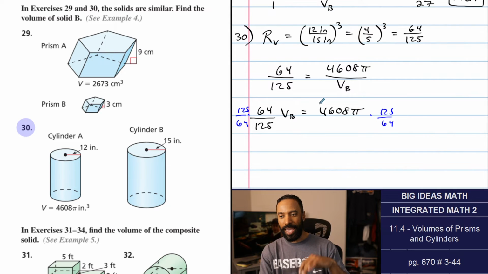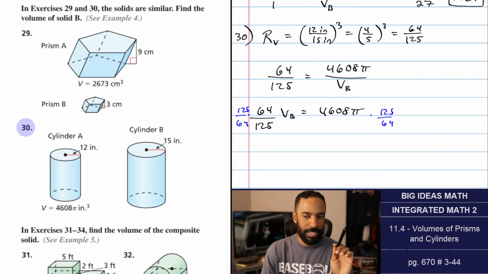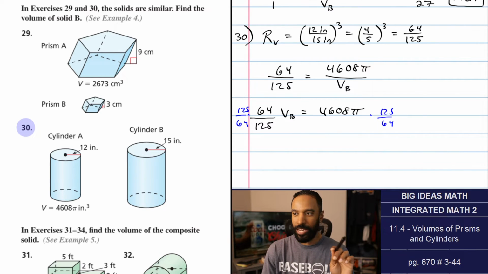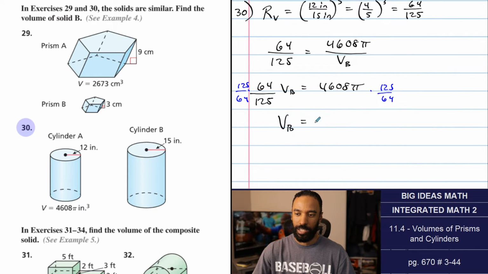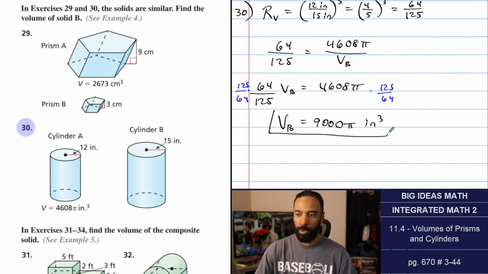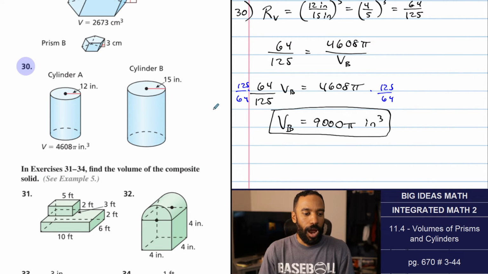I'm going to keep pi out of my calculation when it comes to doing this because I want to do it in terms of pi as long as it's a clean number. So 4608 times 125 divided by 64 is an integer. In fact, it's a very nice integer. This is 9,000. So 9,000 pi. I never multiplied by pi in my calculator. So 9,000 pi cubic inches is the volume of B. Cylinder B.